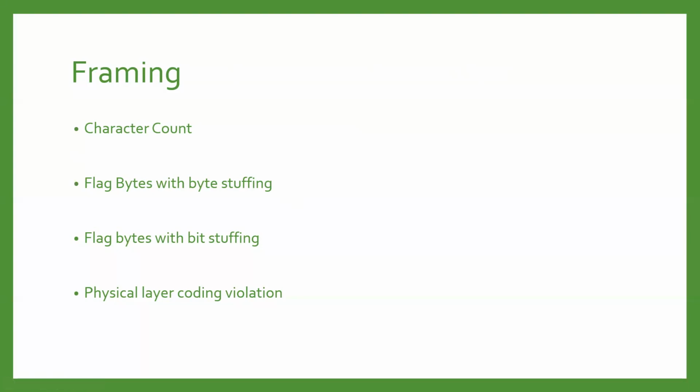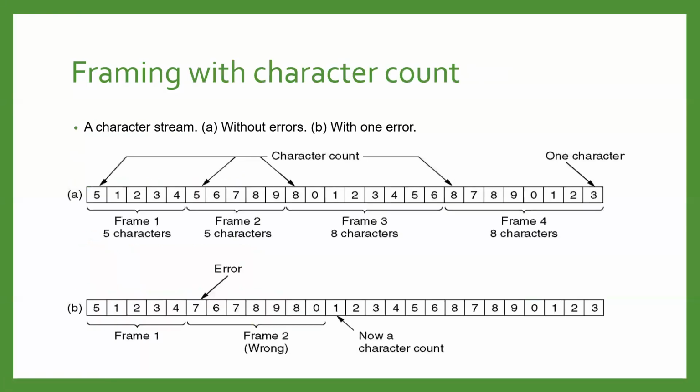The first one is character count, the second is flag byte with byte stuffing, the third is flag bytes with bit stuffing, and the fourth one is physical layer coding violation. Now we will discuss them one by one. The first is framing with the character count. In this method, a field in the header is used to specify the number of characters in the frame. This number helps the receiver know the number of characters in the frame following this count.